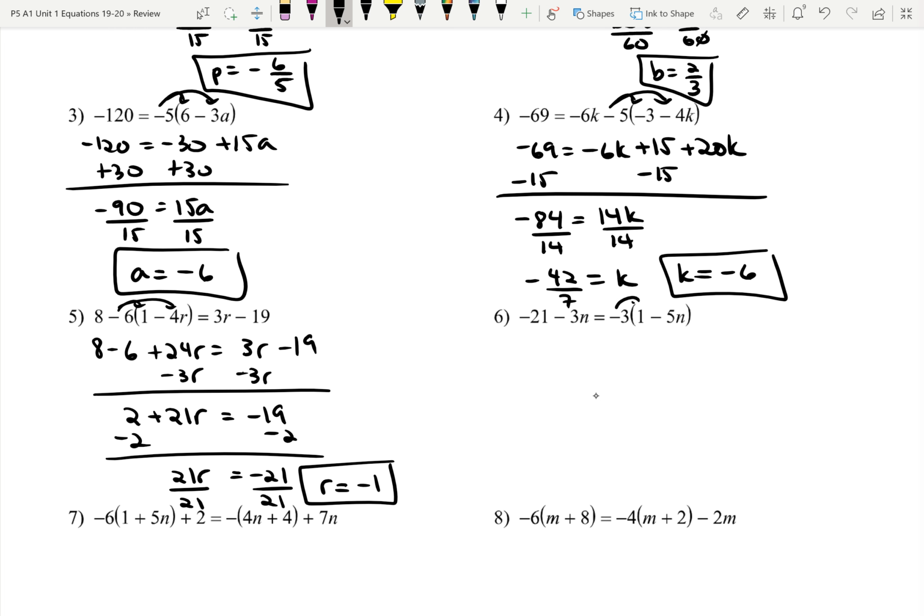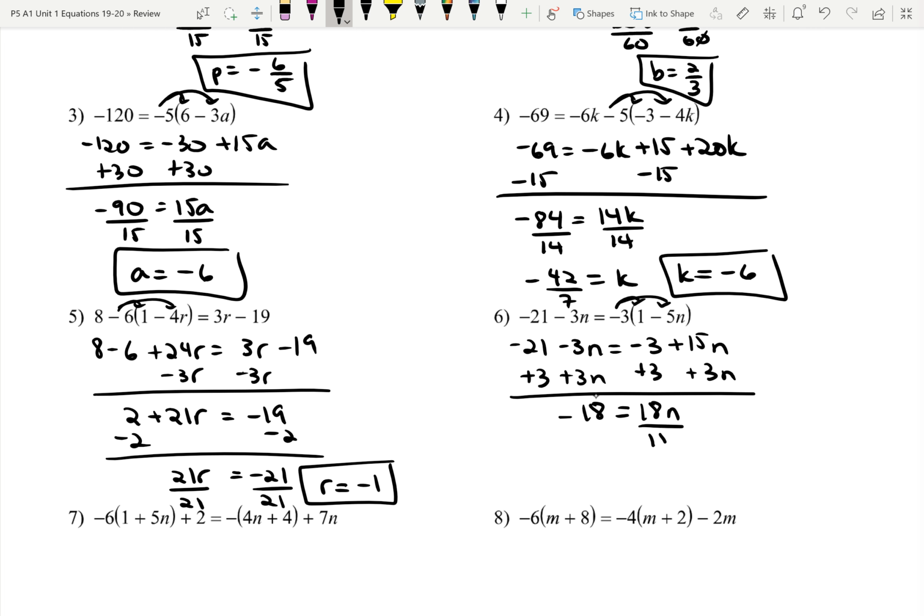In number 6, we distribute that negative 3, so negative 21 minus 3n equals negative 3 plus 15n. I would add the 3n to both sides, either as a separate step or in the same step. I would add this 3 to both sides to move it away from the n's. So you have negative 18 is equal to 18n. Dividing both sides by 18 to isolate the n, n is equal to negative 1.